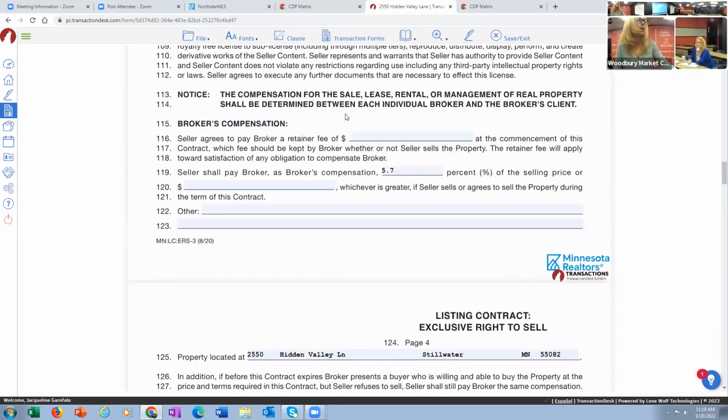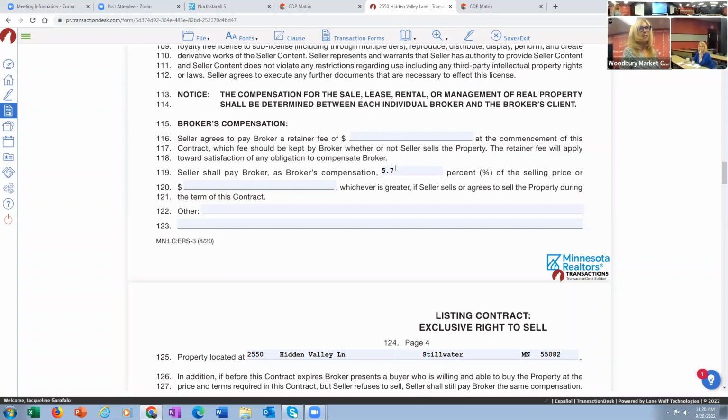Compensation, okay, broker compensation. Seller agrees to pay broker. I don't do a flat fee, so I just X that out, or put a 0 there, right? We're not doing a flat fee. There are some brokerages and agents that may do a flat fee. Maybe if I was transferring the property off market, facilitating, but I've never done a flat fee.